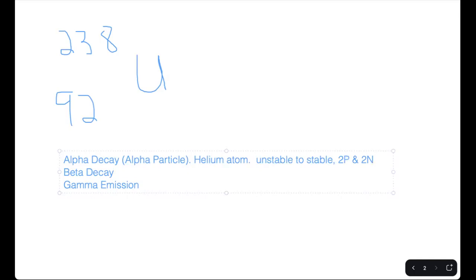A couple things about the alpha particle: it's got a mass of 4, it's got a +2 charge, and it has a lot of energy, but because it's kind of big, it doesn't get through things as much.